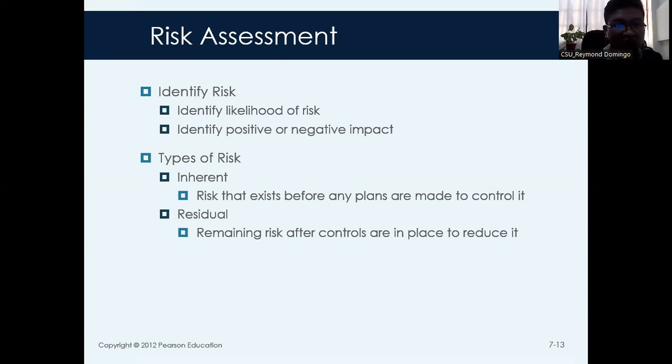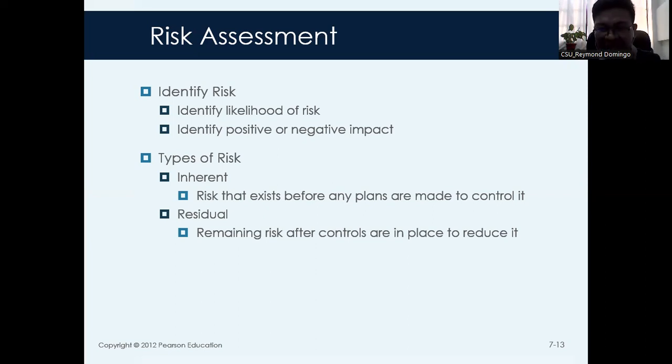Types of risk, we have what we call the inherent and residual risk. Pag sinabi nating inherent, andun na from the very beginning. Those are risks that exist before any plans are made to control it. Bago ka pa mag-isip ng mga ways on how you are going to control it, andun na. Kaya we call them inherent risk. Kumbaga parte na siya ng pagnenegosyo or doing business.